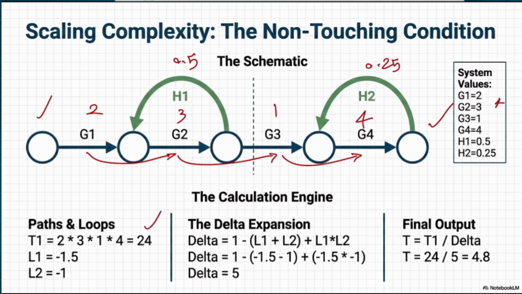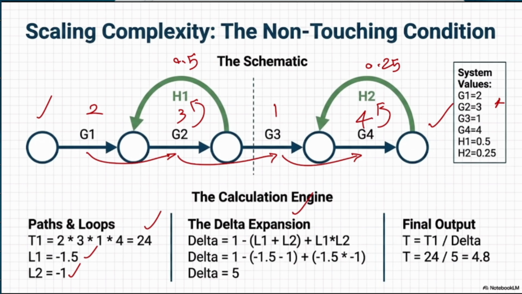How many loops do I have? I have G2 times H1 and G4 times H2. Again, be careful while doing the calculation, you have to consider the sign. It would be good practice to consider the sign at the very beginning. So L1 is going to be 3 times 0.5, negative 1.5, and L2 is going to be G4, which is 4 times 0.25, negative 1, again with the negative sign.